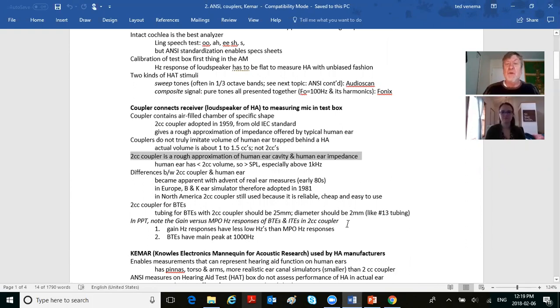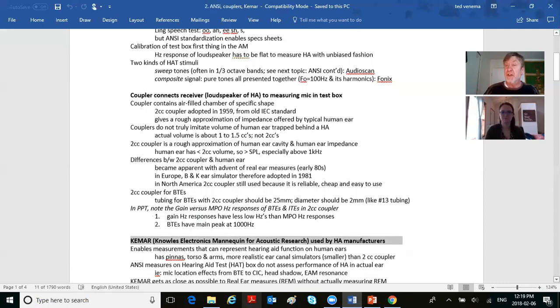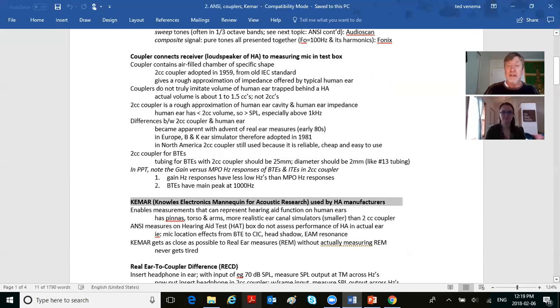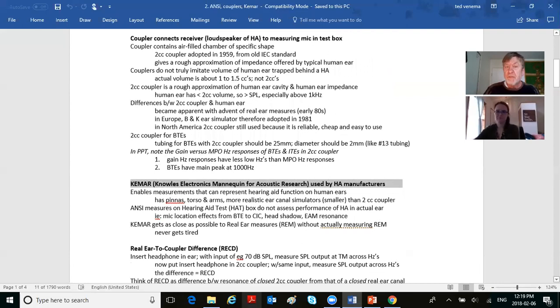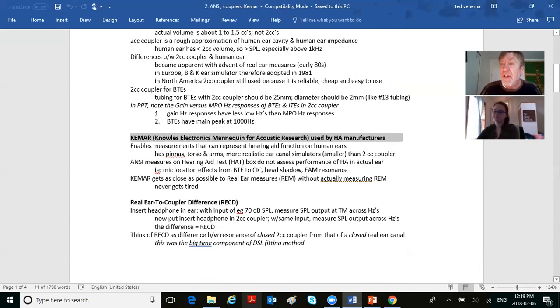So that's the reason KEMAR has a more real or accurate type of ear canal resonance or ear canal volume, okay? And KEMAR, you should know what it is. It's a mannequin that all manufacturers use, and it has a smaller than 2cc coupler. And the fact that the closed outer ear canal is smaller than a 2cc coupler gives rise to real ear to coupler difference.